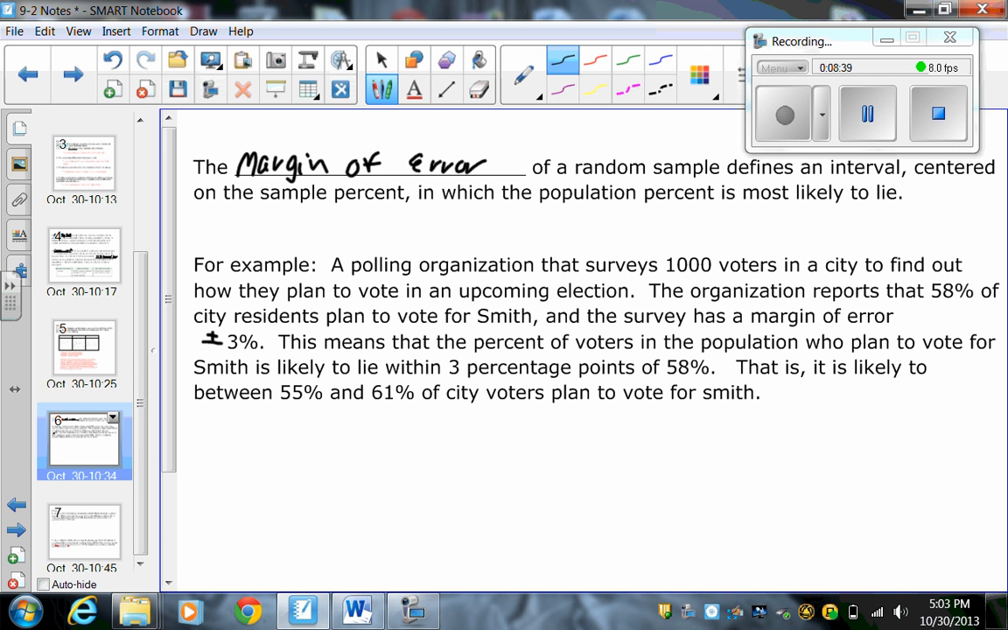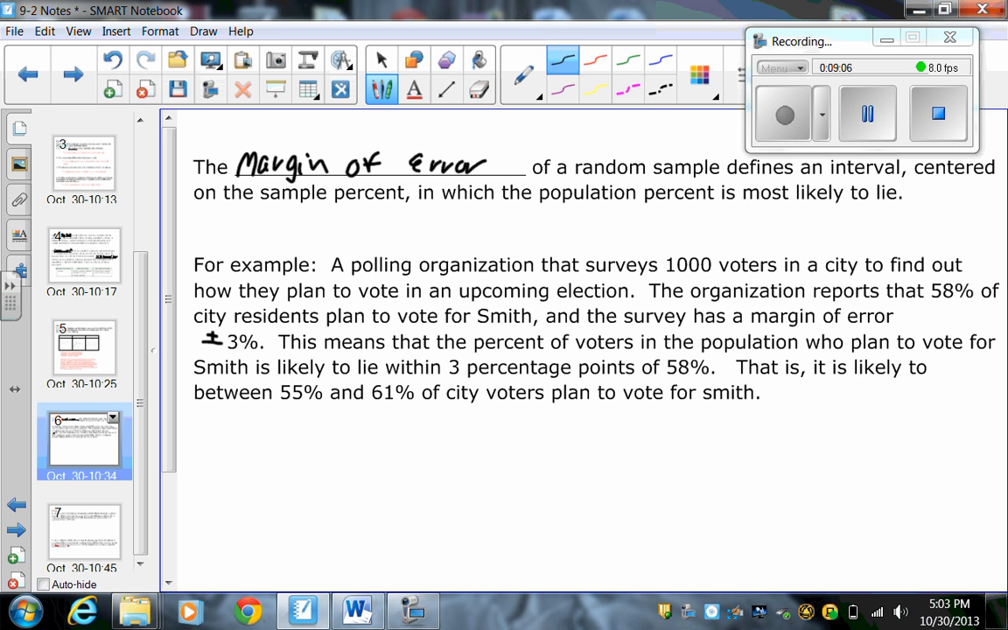The margin of error of a random sample defines an interval centered on the sample percent in which the population percent is most likely to lie. So for example, a polling organization surveys 1,000 voters in a city to find out how they plan to vote in an upcoming election. The organization reports that 58% of the city residents plan to vote for Smith, and the survey has a margin of error of plus or minus 3%.